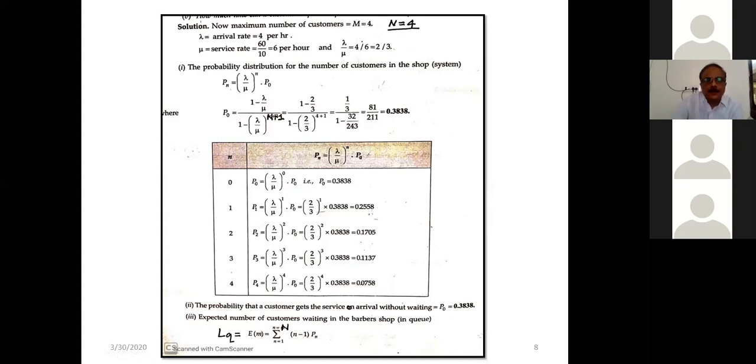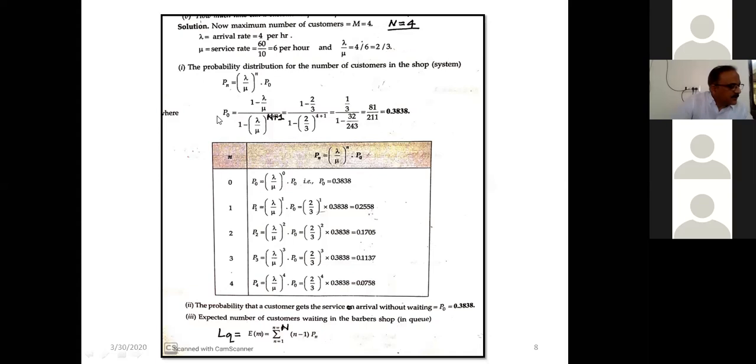Next thing is to find out. Here we have already calculated the value of Pn, where Pn indicates the probability distribution for the number of customers in the shop. If you want to find the probability of 0 customers in this shop, that probability is 0.388. Likewise, the probability of 4 customers in the shop is 0.0758. We have answered this question.